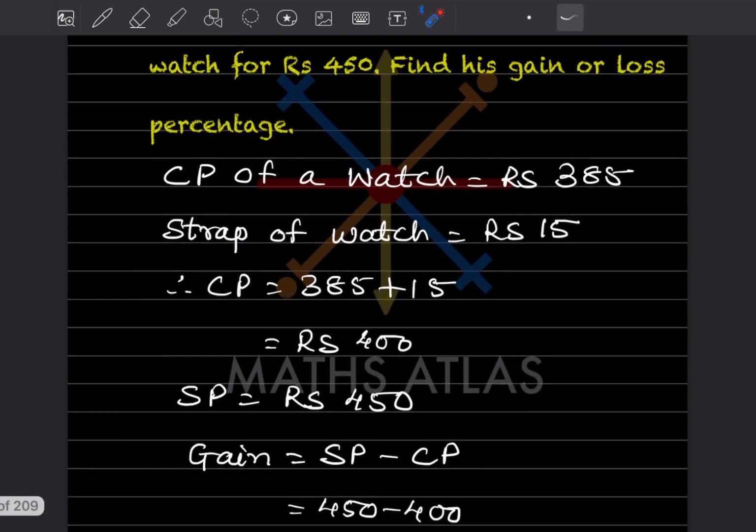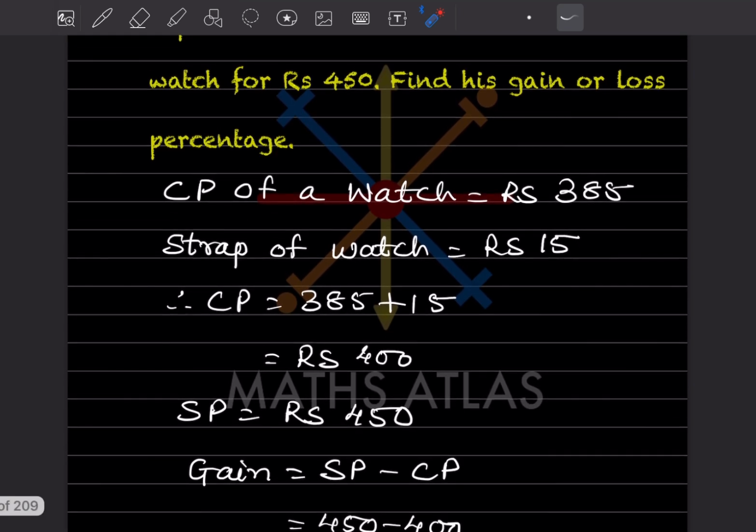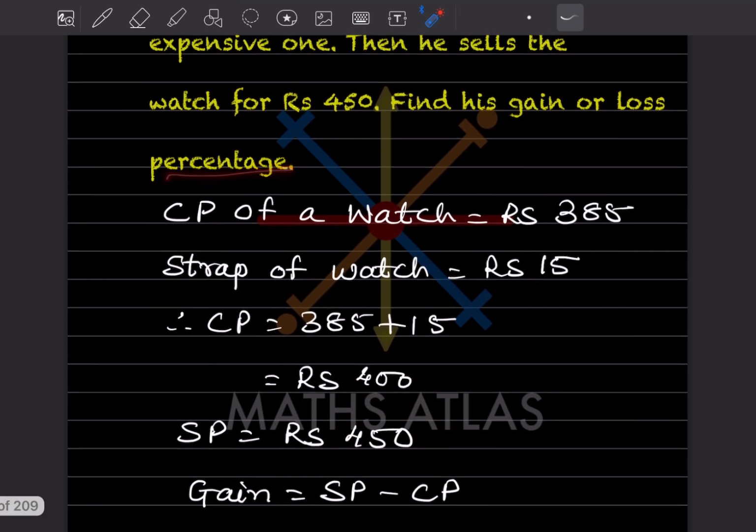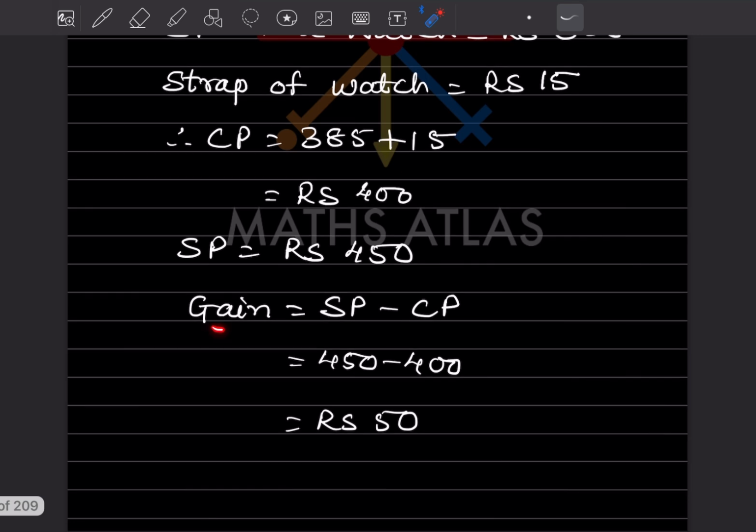Now, first we don't know whether it's a gain or loss, so how to find out? The cost price is 400, right? And here the selling price is 450. If the selling price is more, it means definitely there is going to be a gain. So first thing, we cannot find out the percentage directly. We have to find out the simple gain first. So the gain formula is selling price minus cost price. So this will be 450 minus 400, that is going to be 50. So the gain is rupees 50.